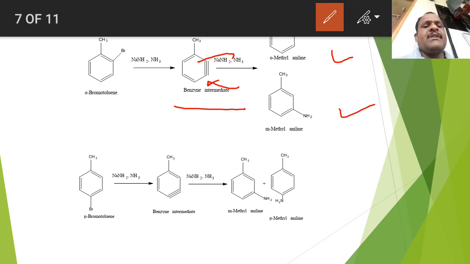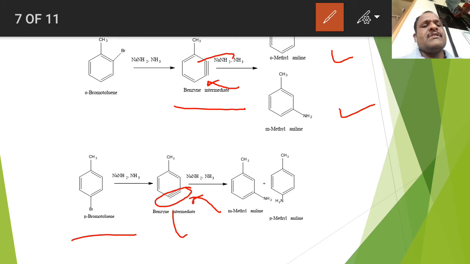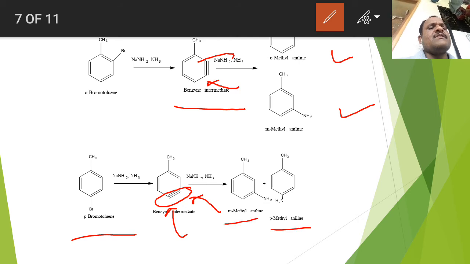Same way in para-bromotoluene, when you react with sodamide, there is formation of benzyne intermediate at this position. When you attack the nucleophile on these two positions, then you will get two different products. Among that, this is the normal product, and this is the cine product.